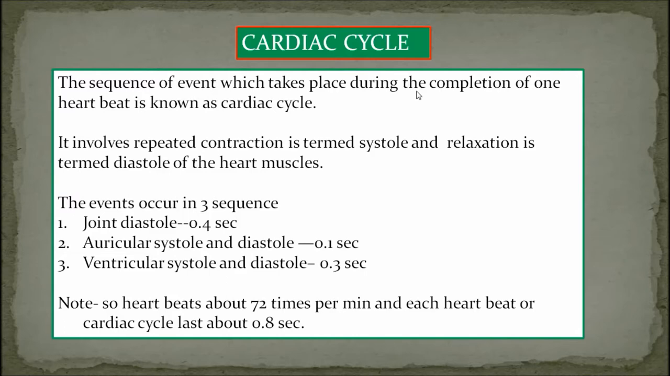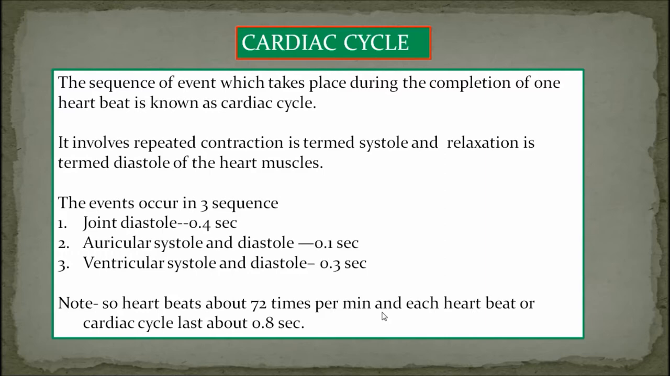Friends, now I start today's topic, the cardiac cycle. I have already told you that the cardiac cycle means one complete heartbeat, and how the human heart pumps the blood throughout the body. The first topic is what the cardiac cycle is. If I define the cardiac cycle, a few words come commonly to our minds. The cardiac cycle means the sequence of events which takes place during the completion of one heartbeat. What is the meaning of this definition?